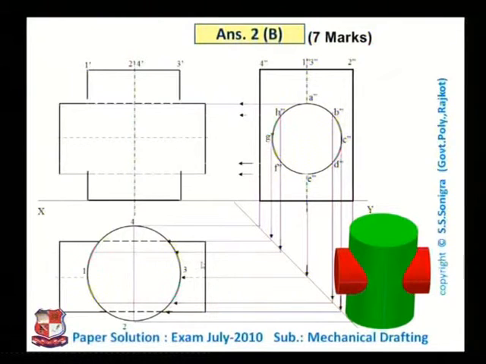After drawing this top view, let me find the curve of intersection. For that, we take horizontal lines like this.